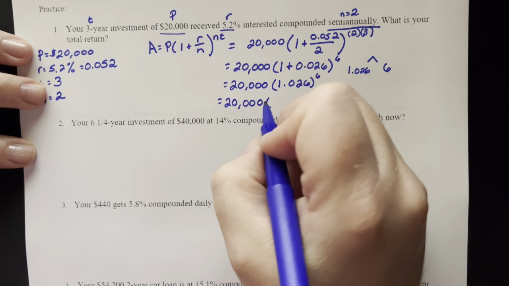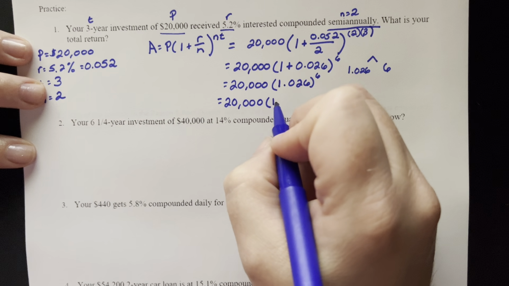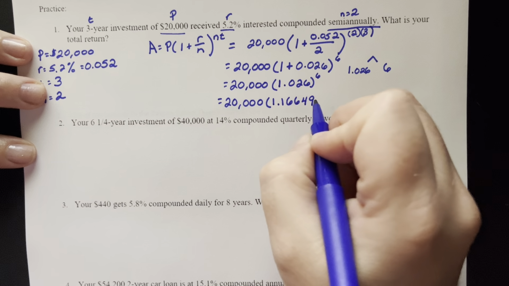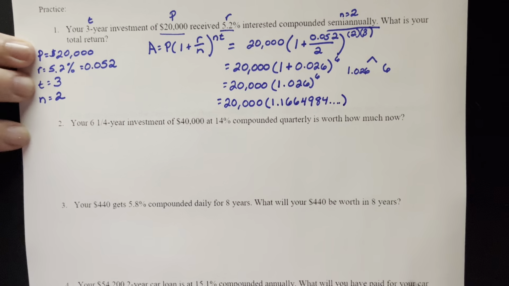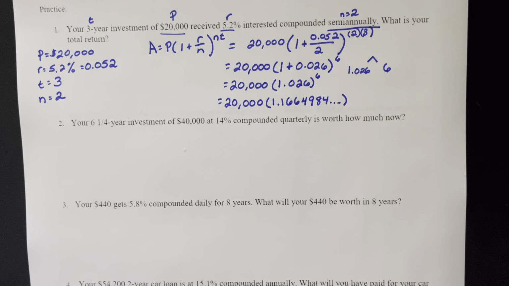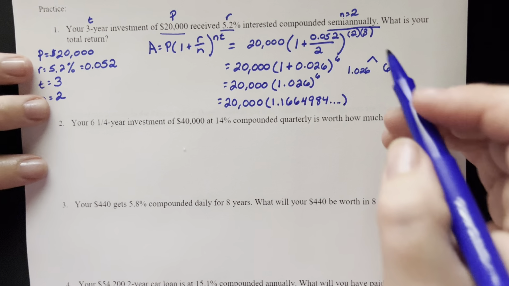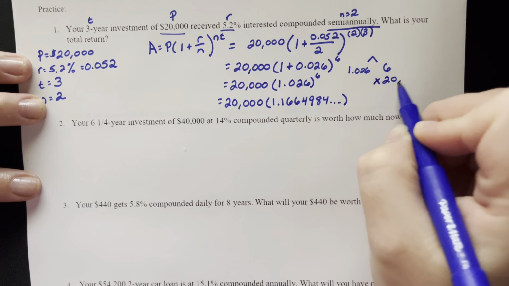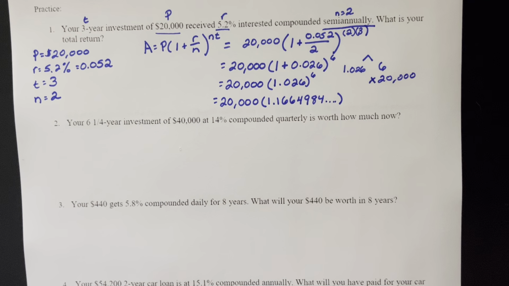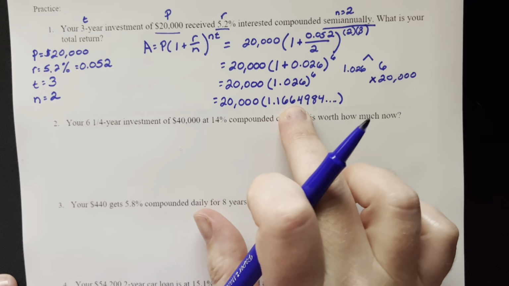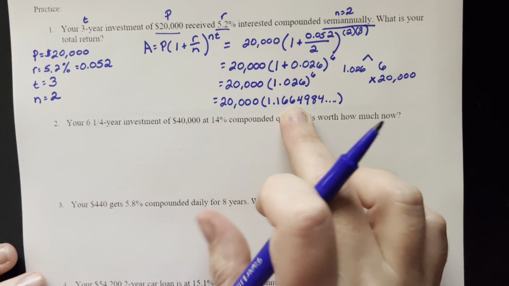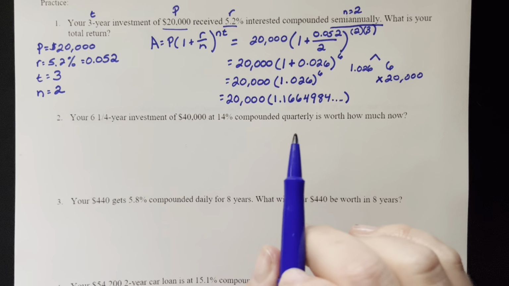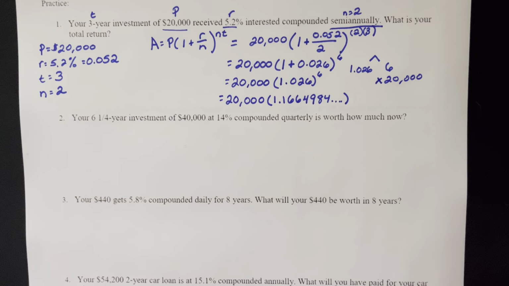20,000 times 1.1664984 blah blah blah. And my advice to you right now is don't clear that calculator. Don't type it in. Once you get that value, then hit the multiply button and 20,000. That way you're not rounding and truncating that value, and you'll get the most precise answer possible.